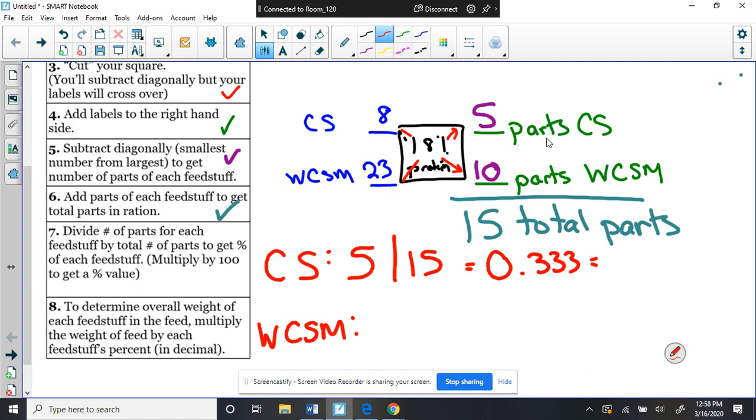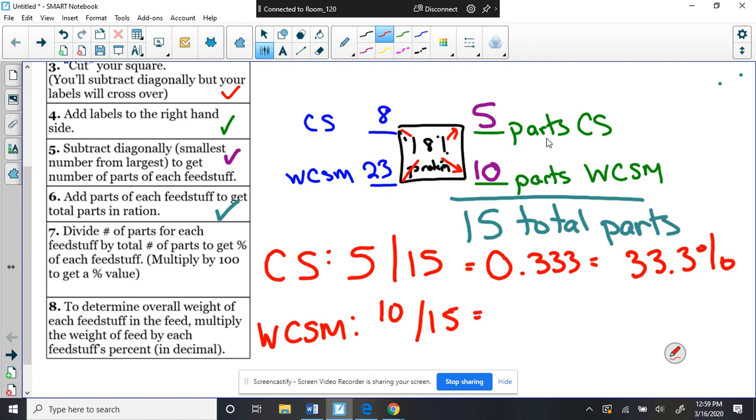That's going to give me the percent for my corn silage. Now, if I ask you for the percent value, what you would then want to do is multiply by 100, which is going to give me 33.3% corn silage.